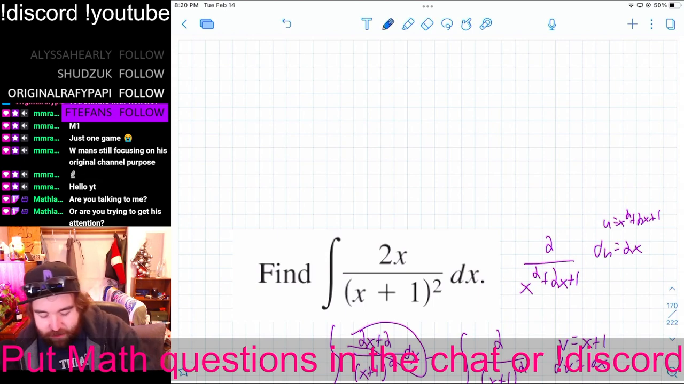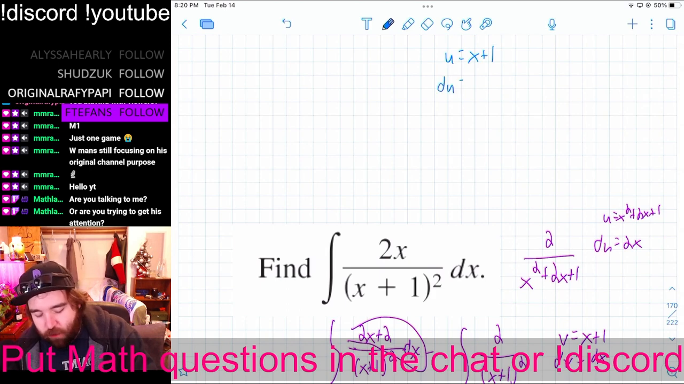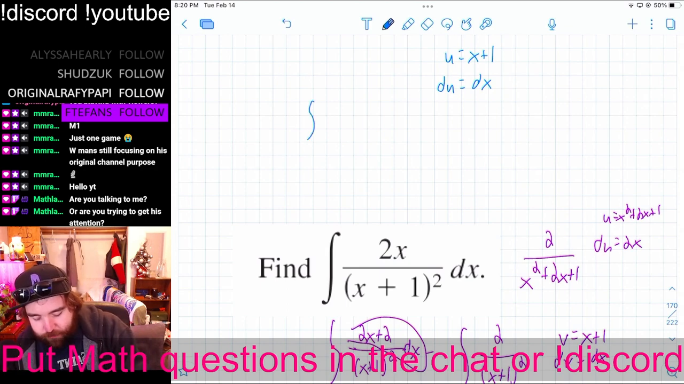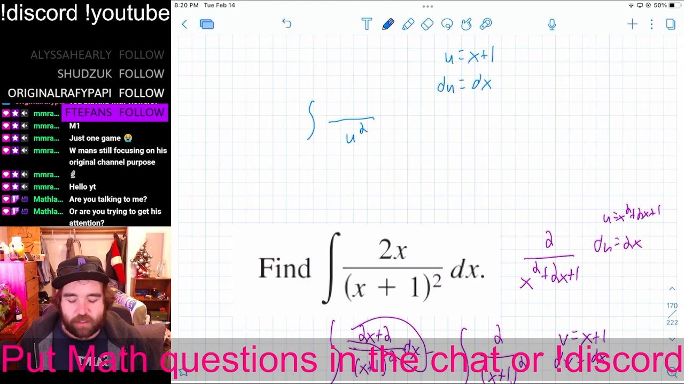What I would have done is right from the top, right from the get-go, say that u is equal to x plus 1. So that du is simply dx. So that gives us the integral of over u squared. But then what about the top? Because we don't have the x in the du still. So it's like we still have that x there.